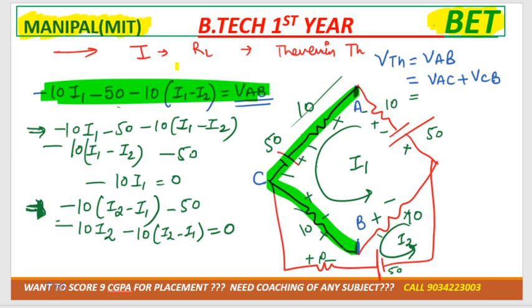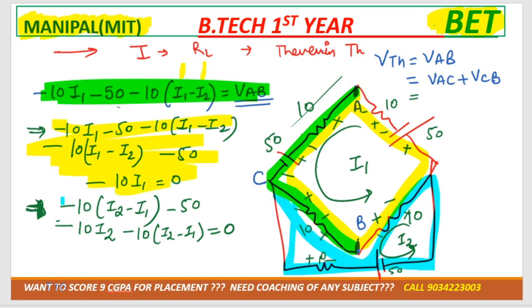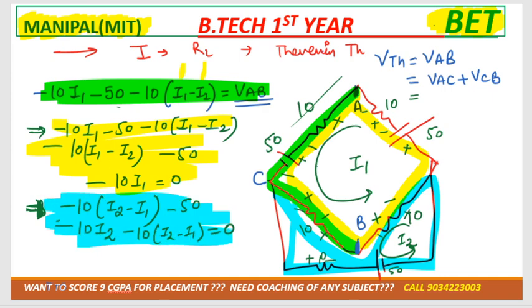Now to get the values of I1 and I2, we have to apply mesh analysis in both meshes. The first mesh equation is this one, another mesh equation is this one. After solving, we'll get the values of I1 and I2. We can substitute them over here, and after substituting, we'll get the value of VAB, and that is equal to VTH, right.